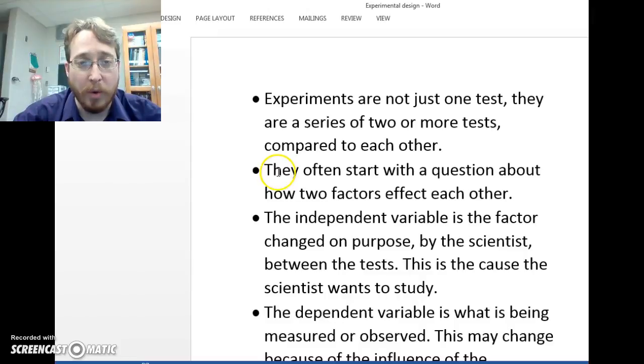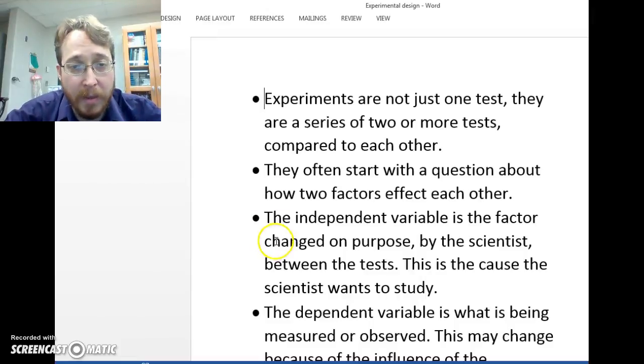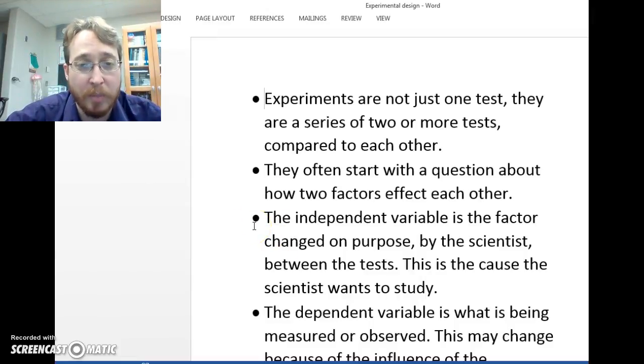They often start with a question about how two factors affect each other, and in that one, it was how does access to the air affect the growth of bacteria in broth? The independent variable is a factor the scientists change on purpose between the tests, and this is the cause the scientists want to study. In their experiment, that was the shape of the bottle, or how open or how the broth has access to the air.